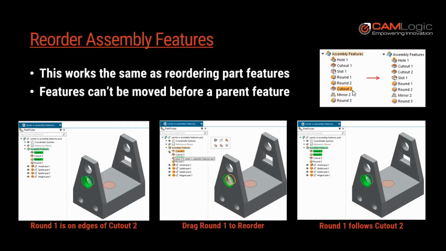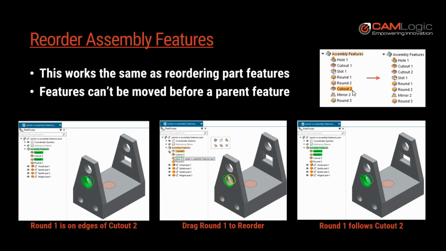Another thing that they've added to the assembly environment is the ability to reorder assembly features. This has existed inside the ordered environment for quite some time. You can rearrange the order in which the features occur in your history-based model. So now that's available at the assembly level.